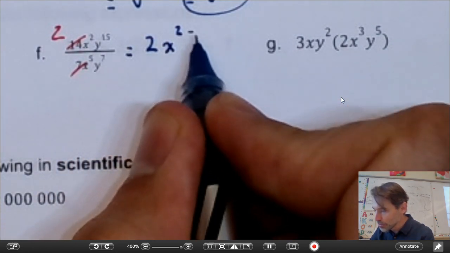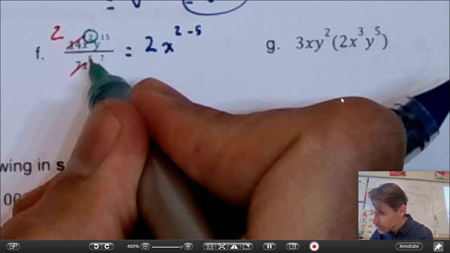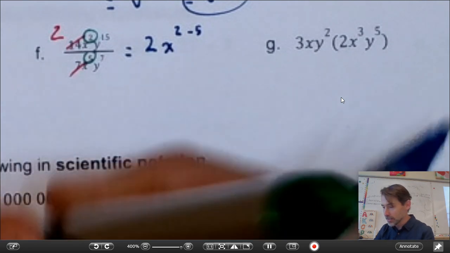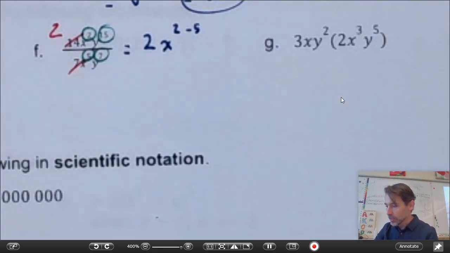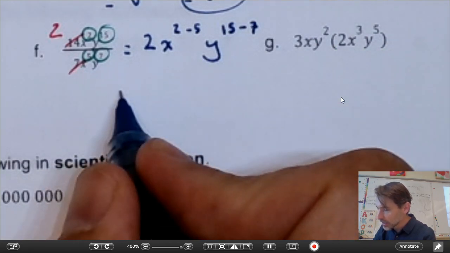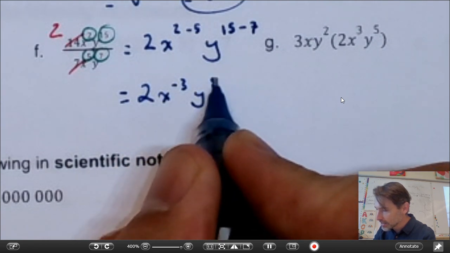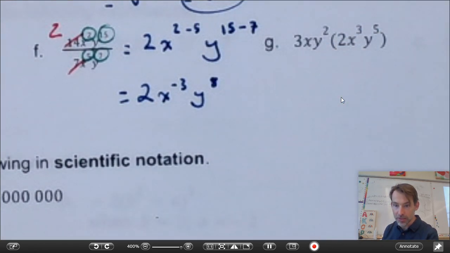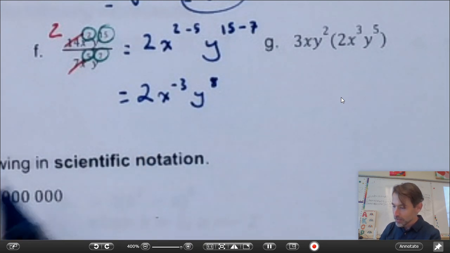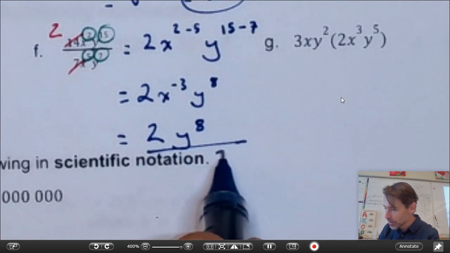2x to the 2 minus 5. I do this exponent 2 minus that exponent 5. So x to the 2 minus 5, and y to the 15 over y to the 7, so that's going to be y to the 15 minus 7. Okay, let's go. This is 2x to the minus 3, y to the 8. But I only have positive exponents in these answers, so I better kick this x downstairs. So this is equal to 2y to the 8, all divided by x to the 3.